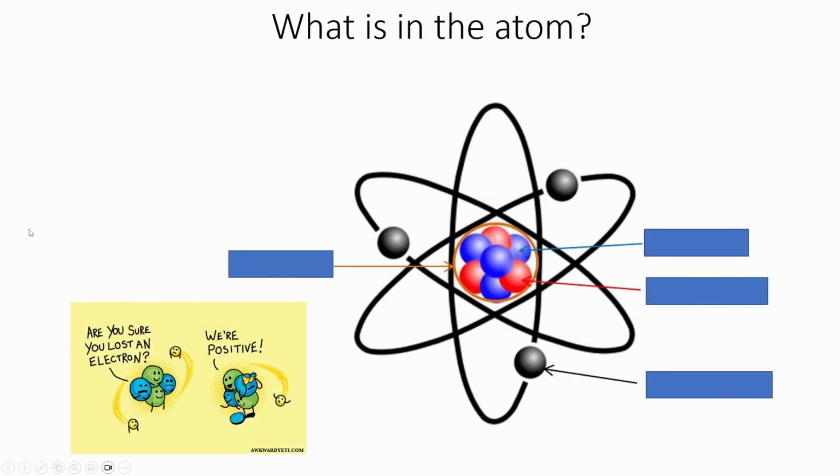So, a little bit of a recap of what is in an atom. So in an atom we have protons, we have neutrons, we have electrons, we have a nucleus, and we have shells.